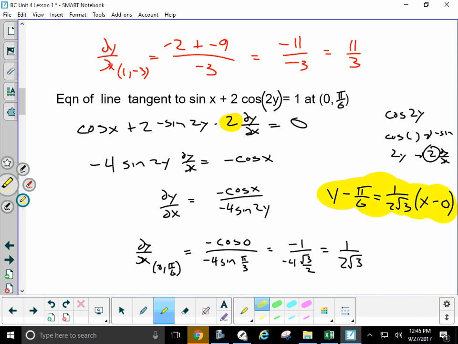Okay? Make sure you plug in the point. I see a lot of students still make the mistake of taking this entire dy dx and using that for m. No, that's not going to be an equation of a line anymore. It would be some crazy implicit equation. Okay?